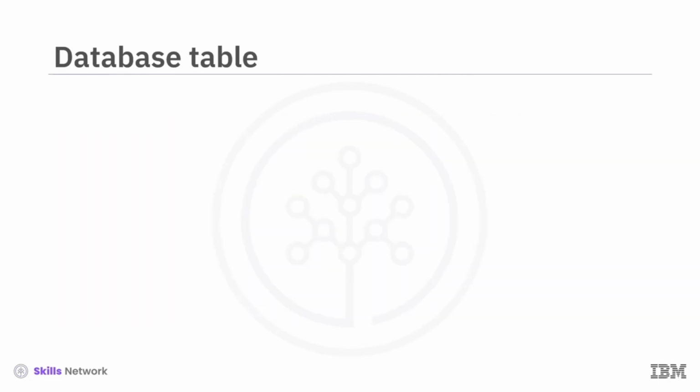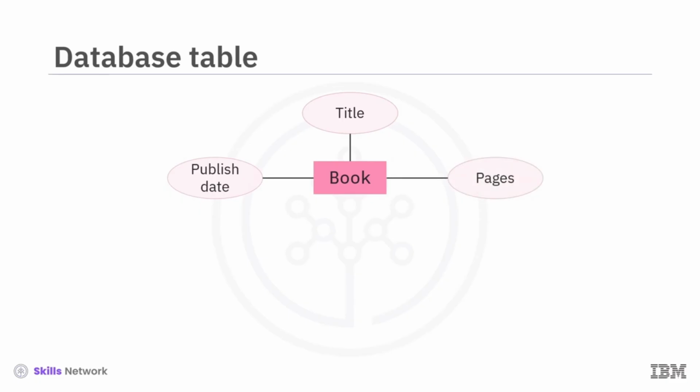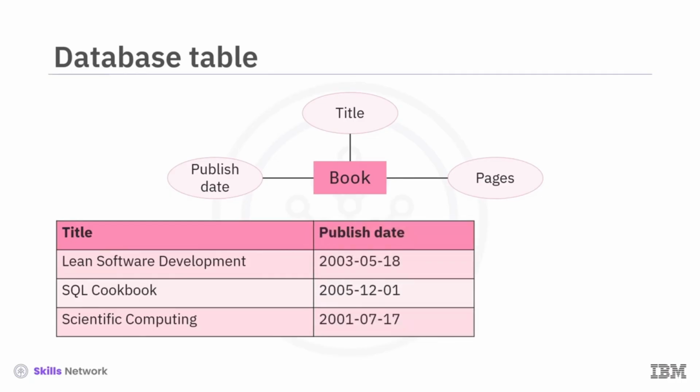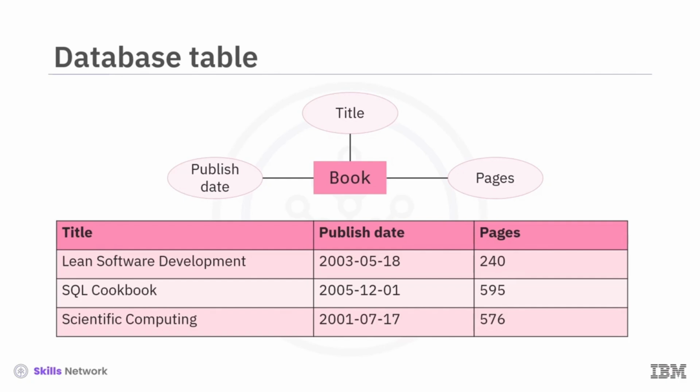A database table signifies a singular entity, with its columns symbolizing the attributes of that entity. For example, a table named Book could contain columns for the title, published date, and the number of pages that they contain. The information entered in each column should always be of the same sort or type of data. In this example, the title column should contain textual data. The published date column should contain a date, and the pages column should contain a number.